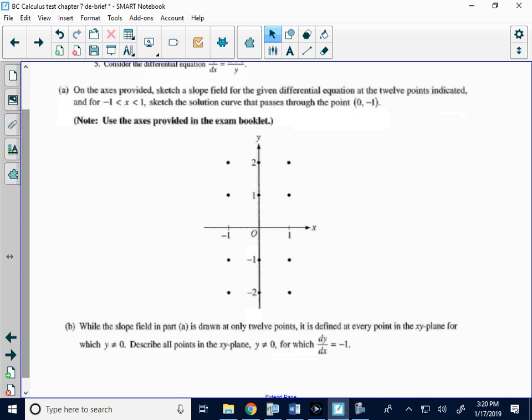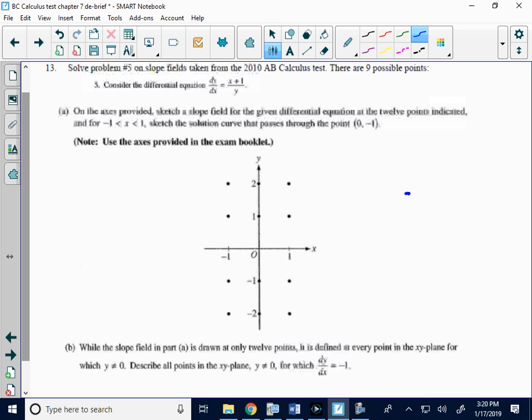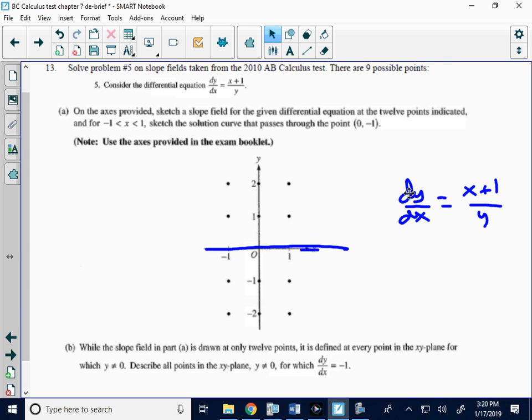The first thing to do is to sketch a field through these 12 points. Let me go over here. dy/dx is (x plus 1) over y. So notice that y is never 0, so we don't care about this axis. Y is not 0, so we're not going to consider that. If x is -1, then the slope would be 0. So that takes care of these 4. Whoops, sorry, if x is -1, then the slope is 0. So that's those guys.